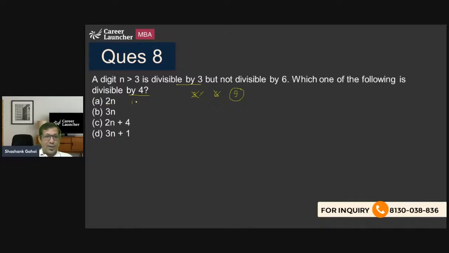9 into 2 is 18. Okay, it's not divisible by 4. 9 into 3 is 27. Not divisible by 4. 9 into 2 is 18 plus 4, 22. Not divisible by 4. 9 3s are 27 plus 1, 28. Is it divisible by 4? Yes. So the answer of this question is going to be option D. Very nice, Deepesh.